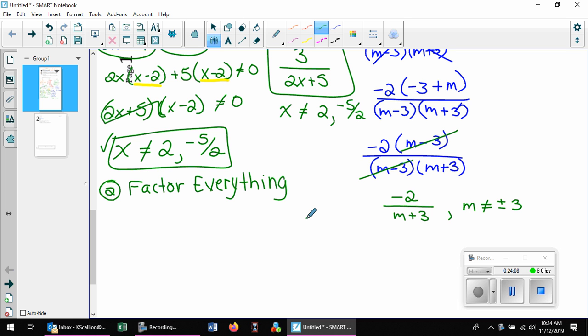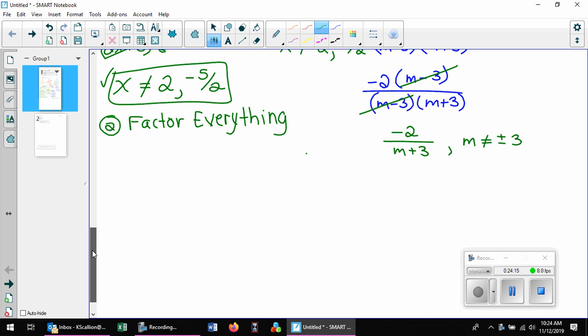So this is most likely the way you're going to see it in your textbook or in your textbook answer key. They're going to have the simplified version. They're going to have the comma. And all that means is this is my simplified version where m cannot equal plus minus 3.